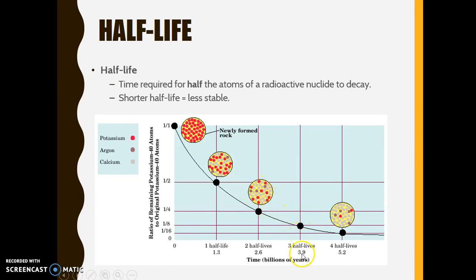3 half-lives go by, now 3.9 billion years, and if you think about it, guys, if one half-life was 1.3, you multiply that by 2, that gives you 2.6 for 2 half-lives. Multiply it by 3, that gives you 3.9 for 3 half-lives. And then at 4 half-lives, multiply by 4, you can see we've got very, very little of our potassium remaining. Mostly calcium and argon are what's left over.